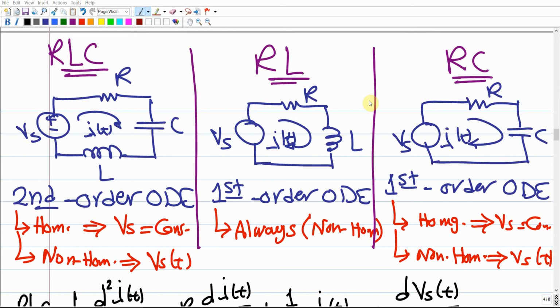So generally we said that in case we have an RLC circuit, we're going to end up with a second order equation, or second order ordinary differential equation, and this ODE is commonly known as the electric circuit equation. This is the equation that mathematically represents this electric circuit. For RL or RC, for either one, we're going to end up with a first order ODE.